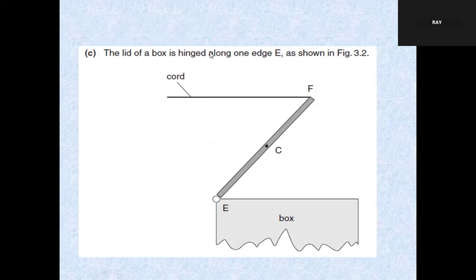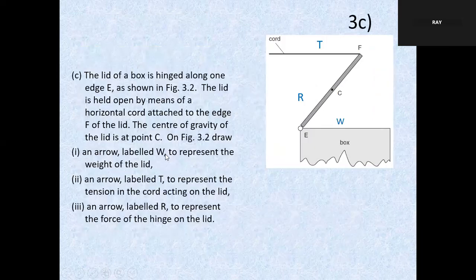The lid of a box is hinged along the edge X, as shown in figure 3.2. The lid is held open by means of a horizontal cord attached to the edge F of the lid. The center of gravity of the lid is at point C. On the figure, draw an arrow, labelled W, to represent the weight of the lid. Right? Weight acts at the center of gravity. Draw an arrow, labelled T, to represent the tension in the cord. Right? The cord is pulling to the left.